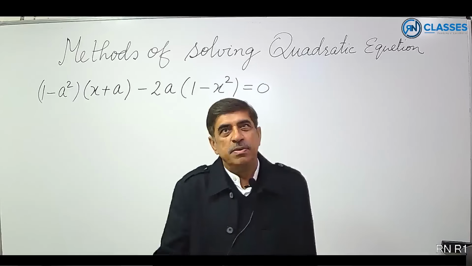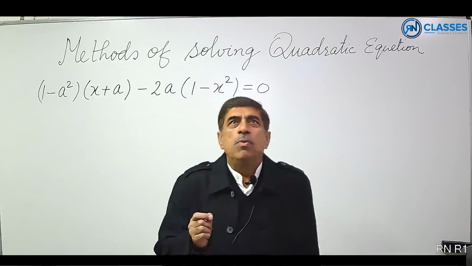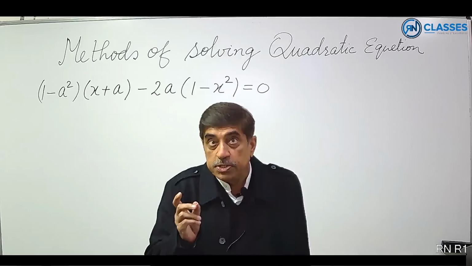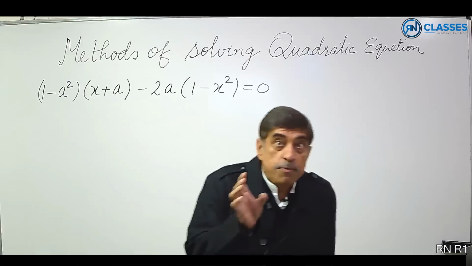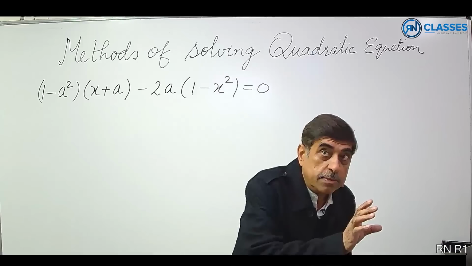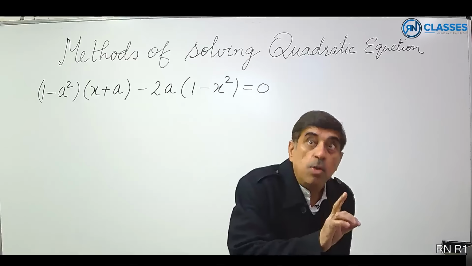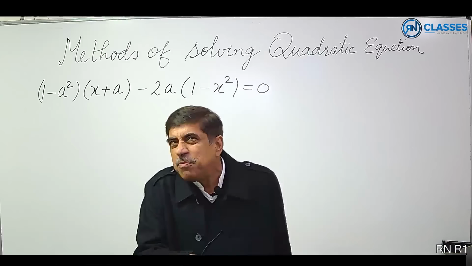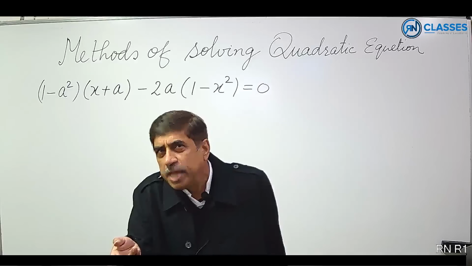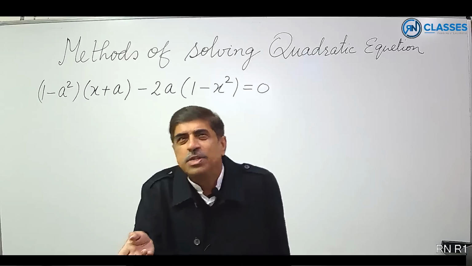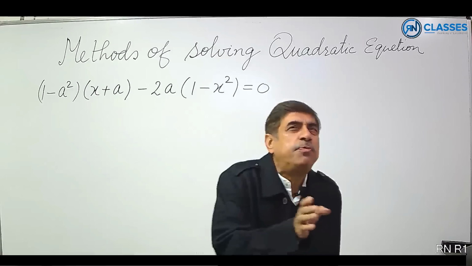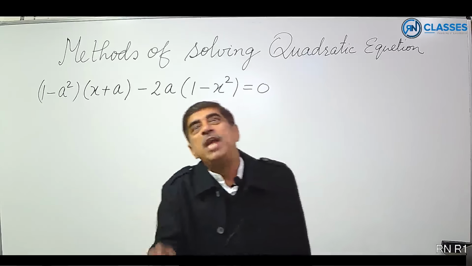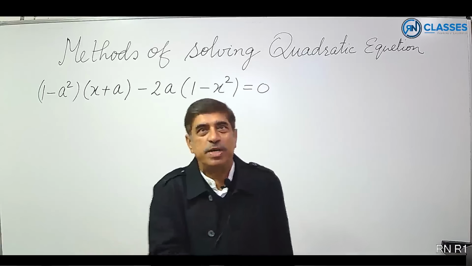Let's pass on to the 4 basic methods. The first one: when one root of the quadratic equation is obvious and can be found by inspection, then the other root can easily be found using the relationship between roots and coefficients of a quadratic equation.